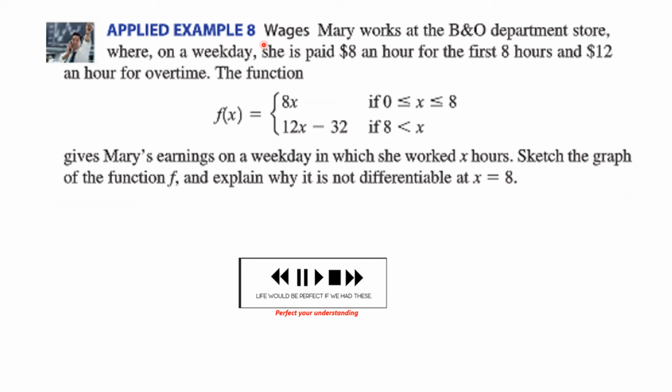So here's an example. This woman is paid something if she works between 0 and 8 hours, and if she does overtime, this is what she gets paid. And so that's her earnings. She worked x hours. Then you want to sketch the graph and explain why it's not differentiable at x equal 8. You know what to do. Let's see how you did.